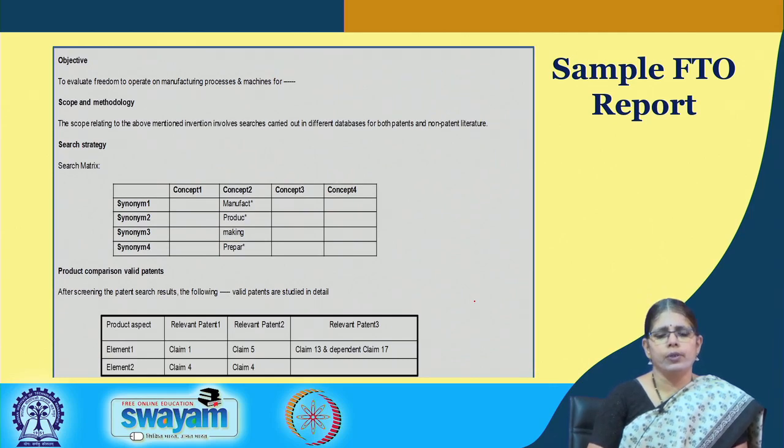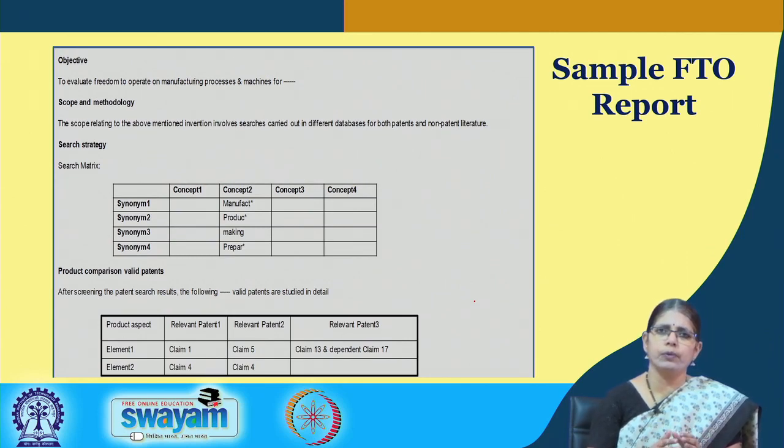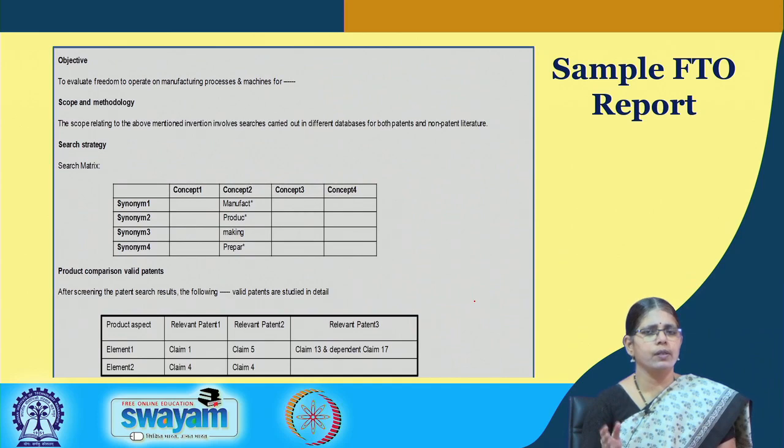This is a sample FTO report displayed here. Identifying the objective of the FTO search is first very important, because there are two scenarios that can arise. One is you are working for a company and your company has asked you to prepare an FTO search report in relation to its product. Sometimes a client has provided you that information to search for the FTO. So, taking into consideration the milieu or the environment of the product from the point of view of the company, from the point of view of the client, is important. So, understanding the objective of the FTO search is first fundamental.